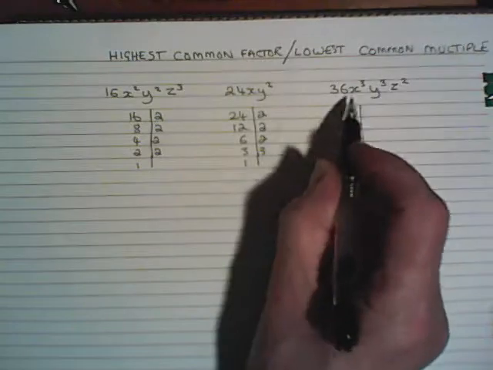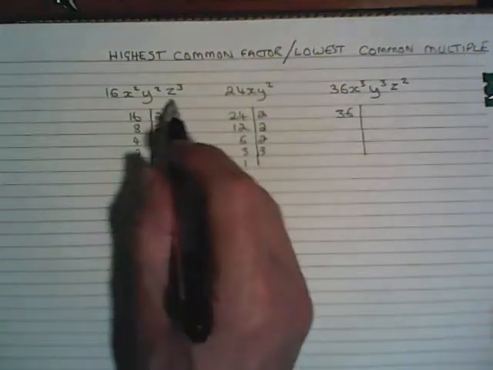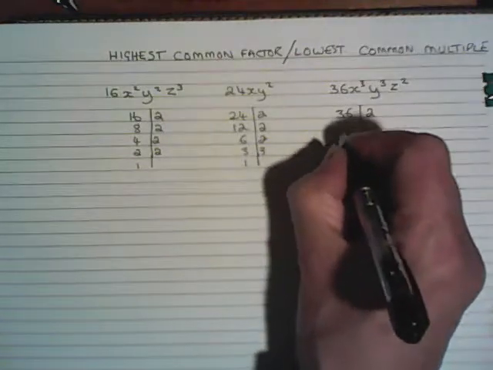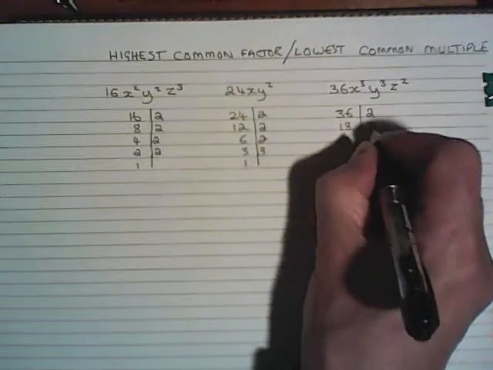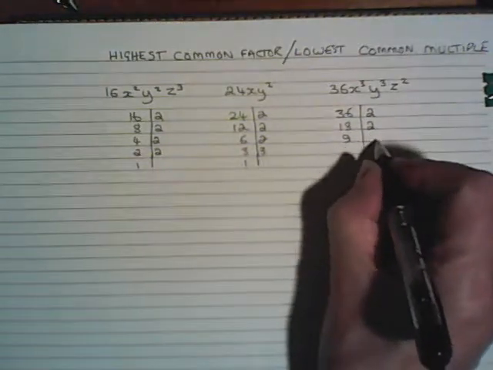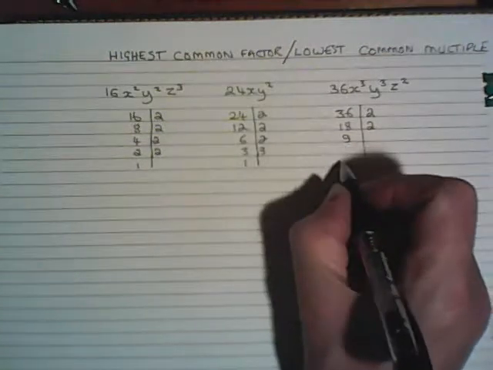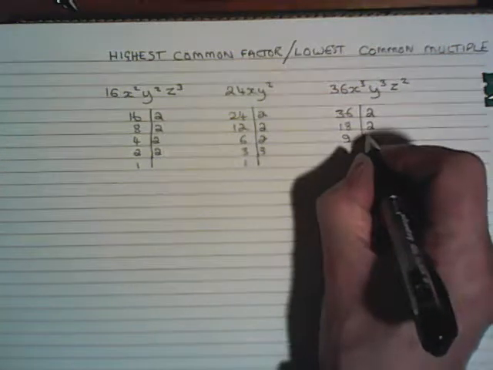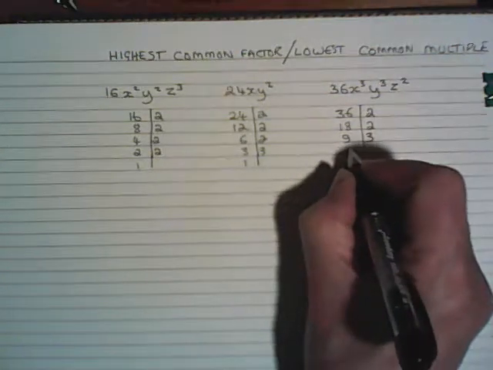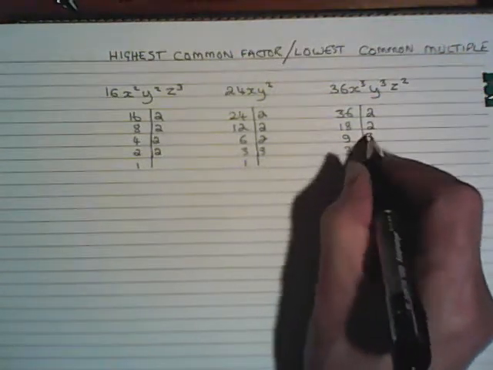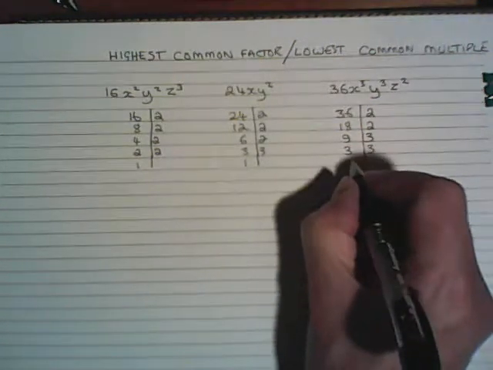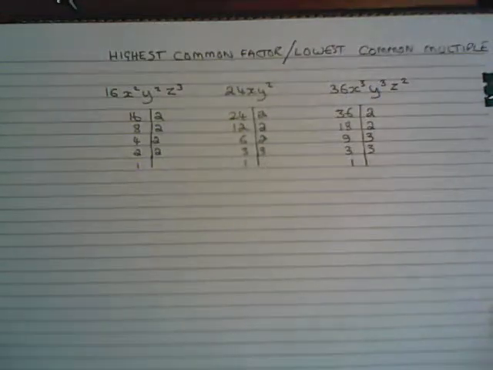Okay, move across to this column. We're only dealing with the coefficients of these expressions. 36 divided by 2 is 18. Divided by 2 is 9. Divided by, no, we can't divide 9 by 2. The next lowest prime number, therefore, is 3. 3 goes into 9 3 times. 2 doesn't go into 3, but 3 does, so we can put that there. And 3 goes into 3 once.